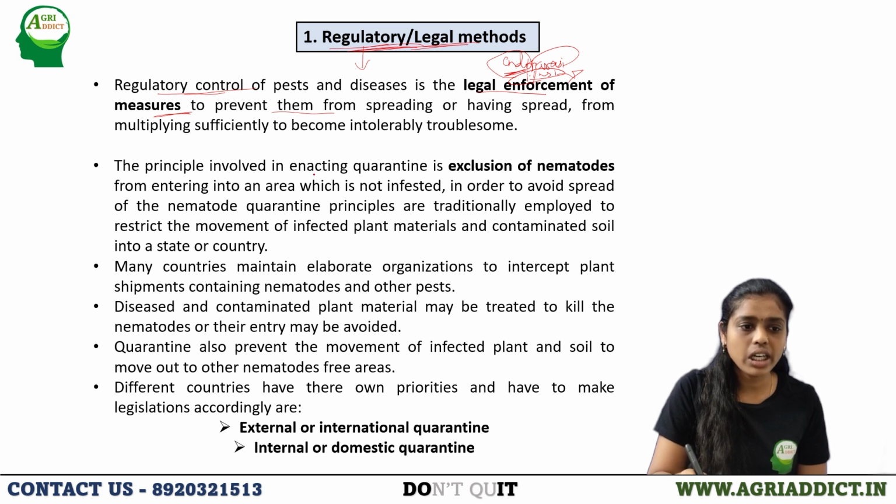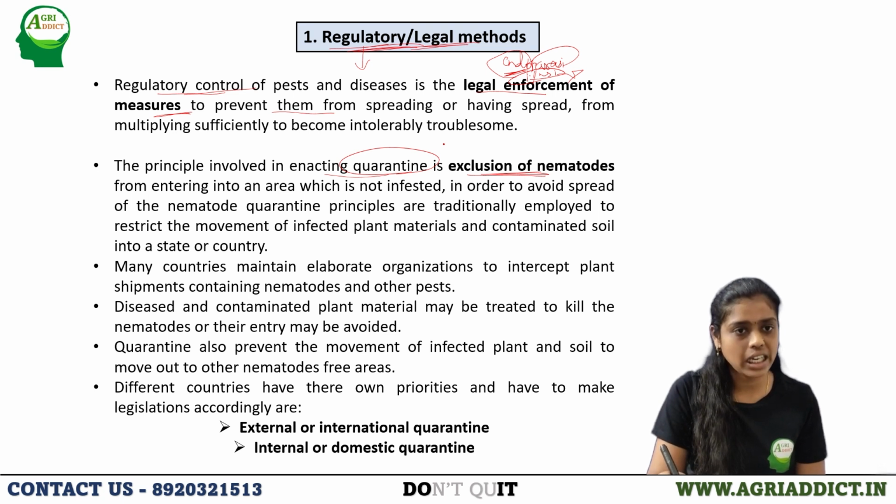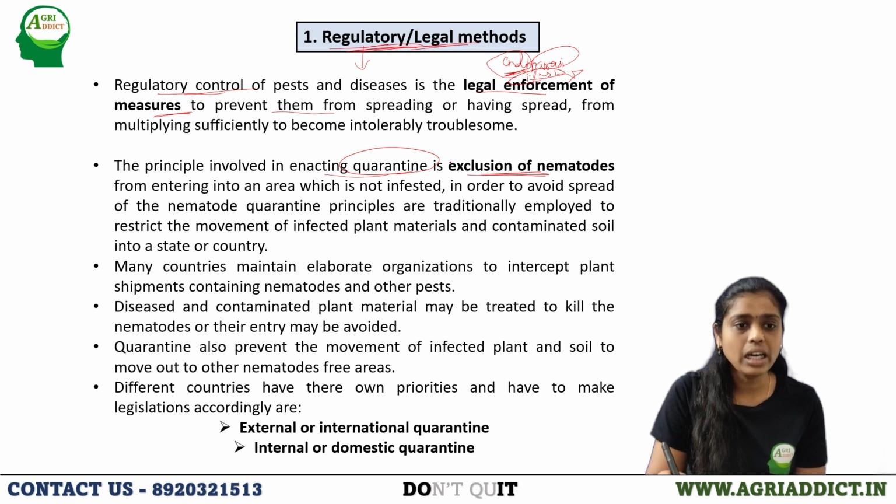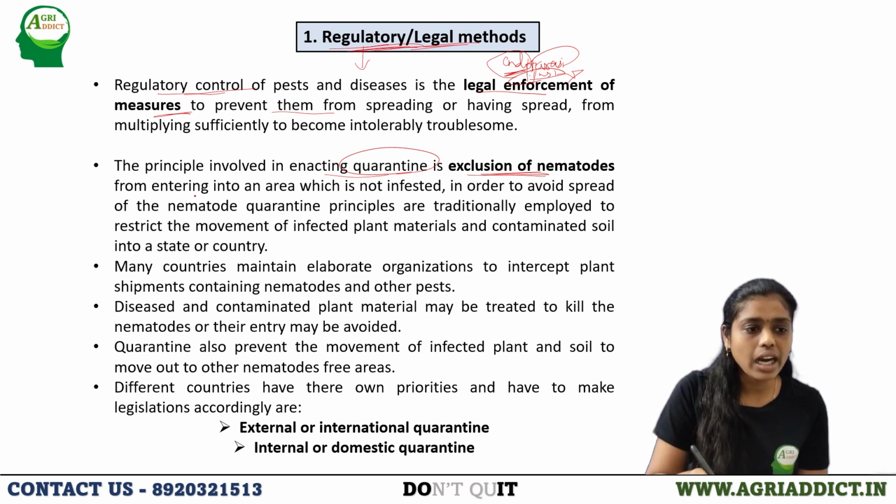The principle mainly involved in applying quarantine is exclusion of nematodes. That means if the nematode is not present in an area, it has to be completely excluded in order to prevent the entry of such nematodes from the infested area. So these rules and regulations will obey such principles. And it also avoids the spread of the nematodes by applying certain quarantine principles, and also traditionally employs some methods in order to restrict the movement of infected plant materials and also contaminated soil into a state or country.